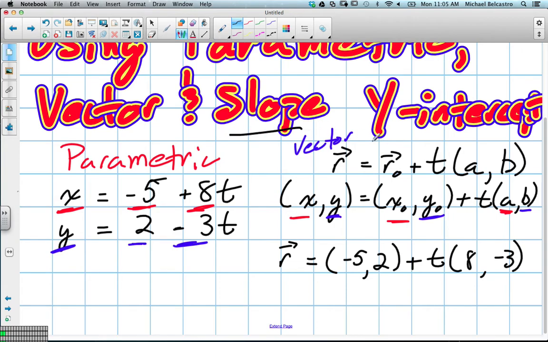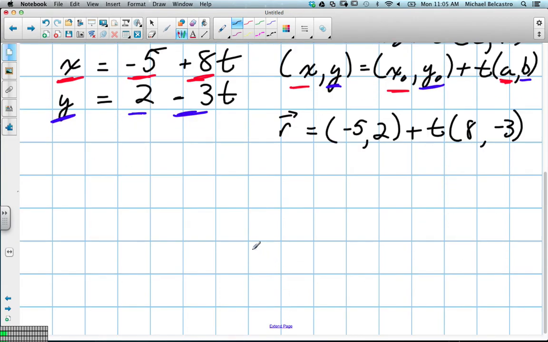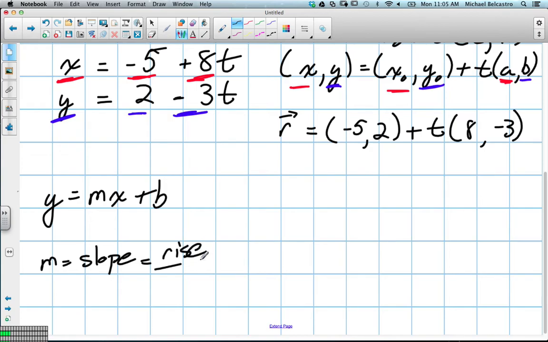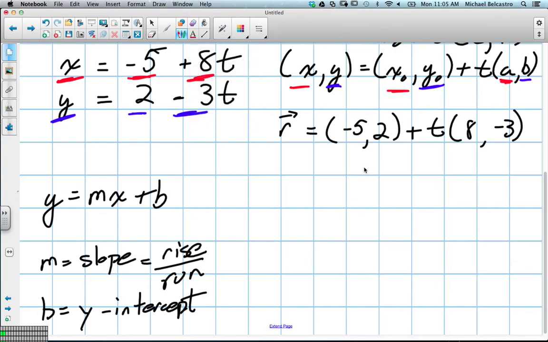The next step we want to do is relate it to slope y-intercept, and we may be a little rusty with that. Slope y-intercept is our y equals mx plus b, m being our slope, and more importantly, which will really help us make sense of this, our rise over our run. And b is our y-intercept. So, first thing we're going to do is work with our slope. Does anyone know which of these values that we have in our vector form would relate to slope? The second one. The positional vector is going to relate to slope.